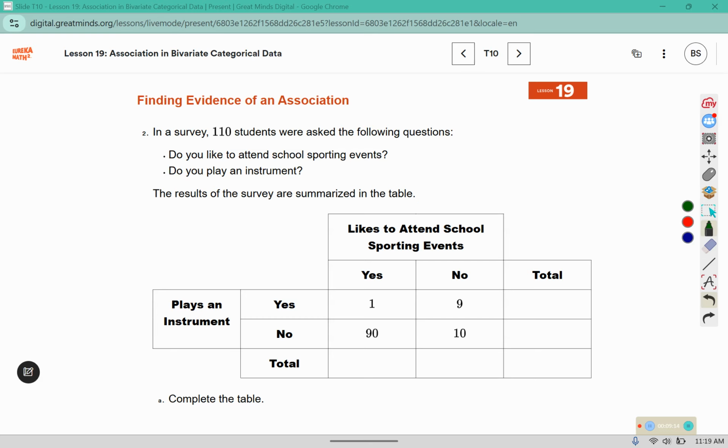A. Complete the table. 1 plus 9 gives us a total of 10. 90 plus 10 gives us a total of 100. 1 plus 90 is a total of 91 for the column. 9 plus 10 is a total of 19 for this column. If I add these two together, I get 110. If I add these two together, I also get 110.